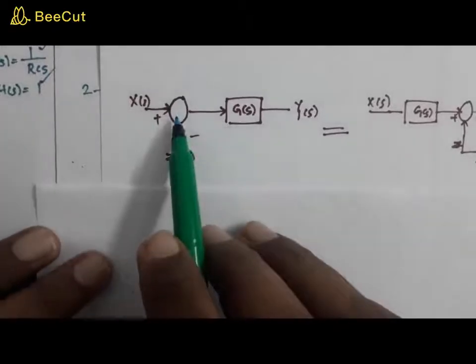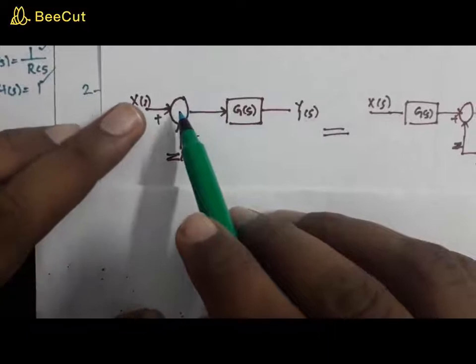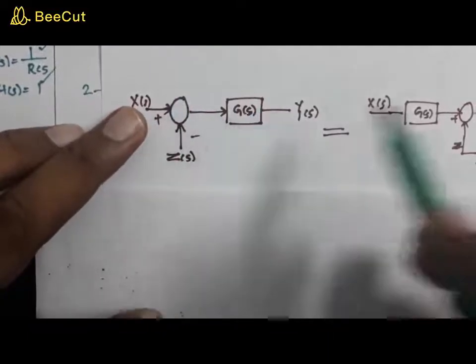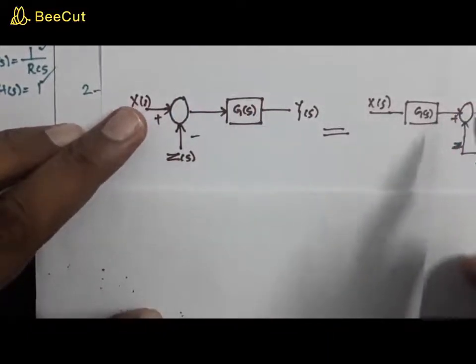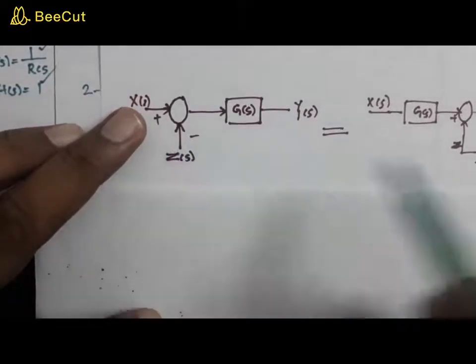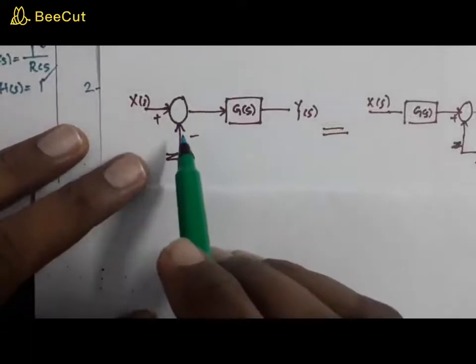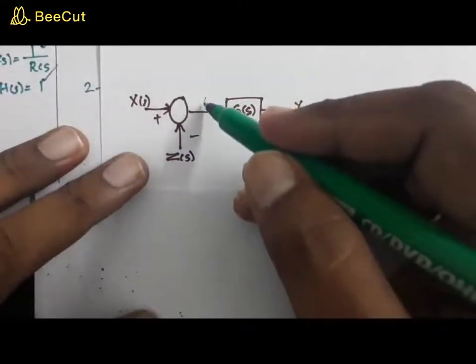Now look at the summer. You have a summer, and I can change the position of this summer even after G of S. The only thing is that I need to make a special arrangement along with this Z of S. After Z of S, this Z of S has to pass through a block J of S. I will explain how it is. See, look at this. What is the signal that comes over here?